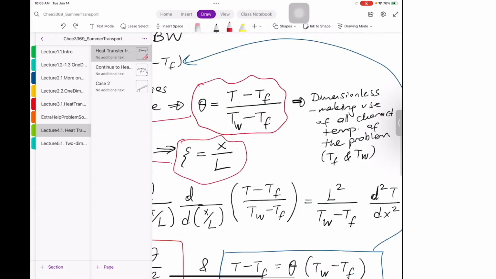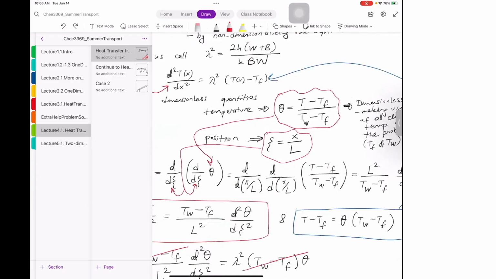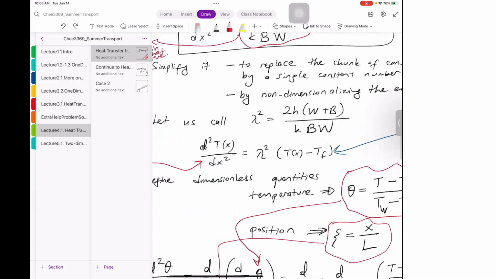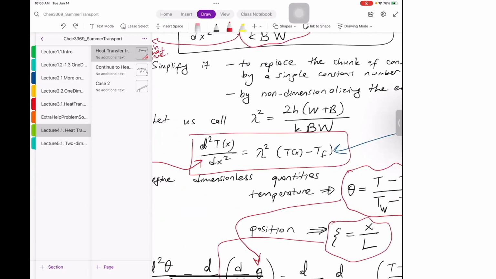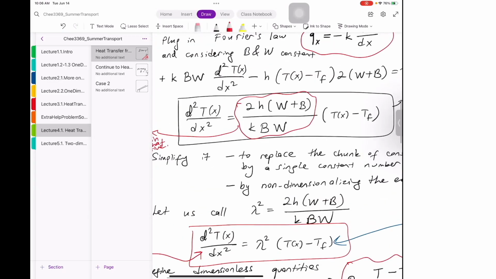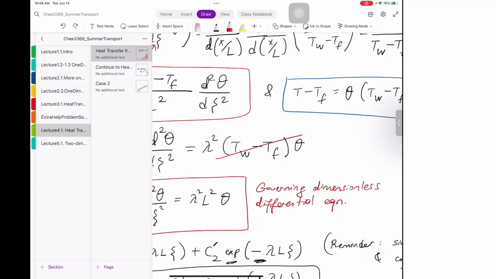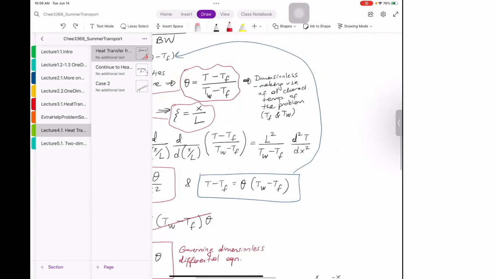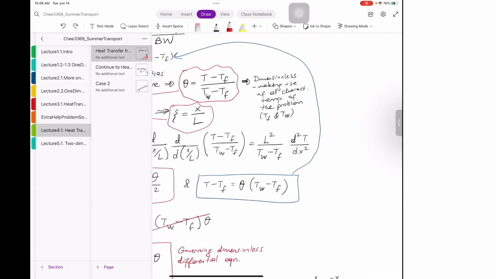Does that make sense? And the equation would not change. This equation would be the same, by the way. All these equations would be the same. But depending on whether TF is larger or TW is larger, you might get the T less than TF or larger than TF. Okay? Okay, I got it. Thank you.